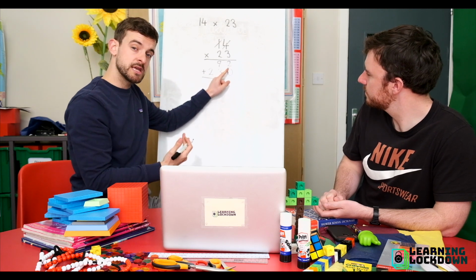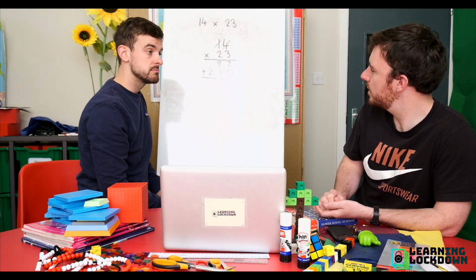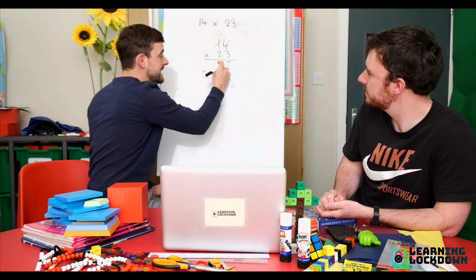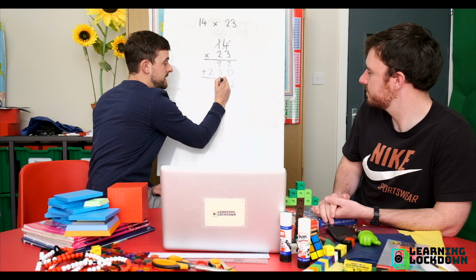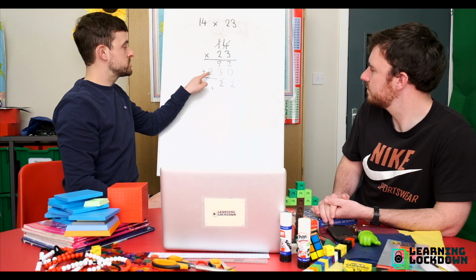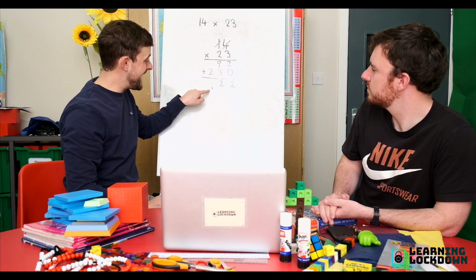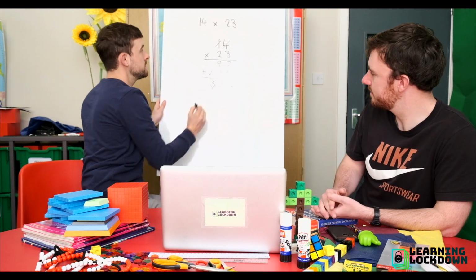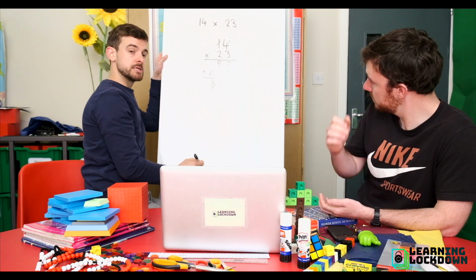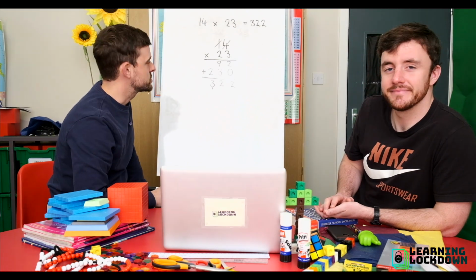So we start with our ones, like in column addition. 2 add 0, 2. 9 lots of 10 add 3 lots of 10, 12 lots of 10. 12 lots of 10, we put the 2 here and carry the 1. 2 lots of 100 on its own, but add this 1 that we've carried, 3 lots of 100. So 14 multiplied by 23 equals 322.